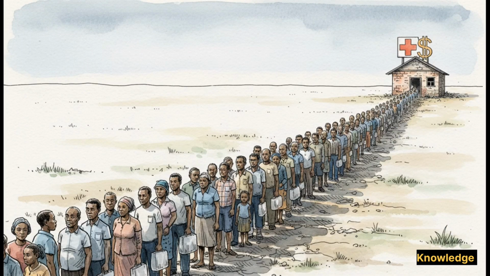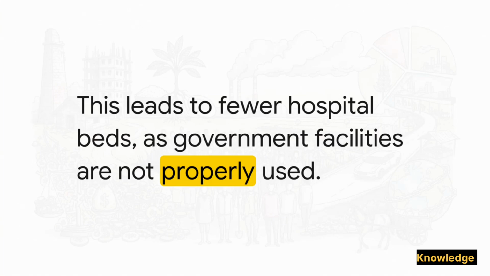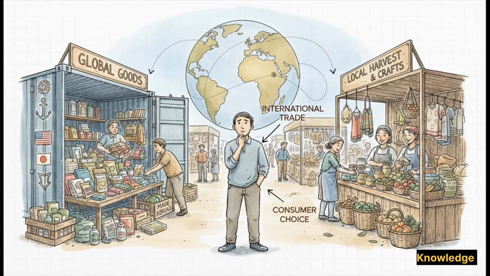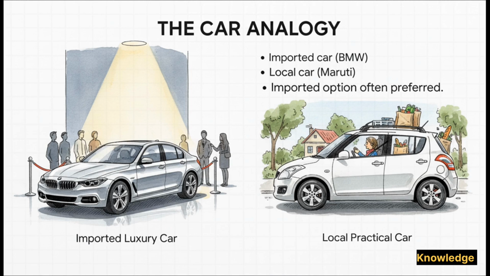Another big piece of the puzzle is weak infrastructure. Think not enough hospitals or banks for everyone. And that matters, right? It means fewer hospital beds or just unreliable services when you need them. Last up on the system side, let's look at international trade and what people choose to buy. The source gives a great example with cars. People often prefer the imported BMW over the local brand.